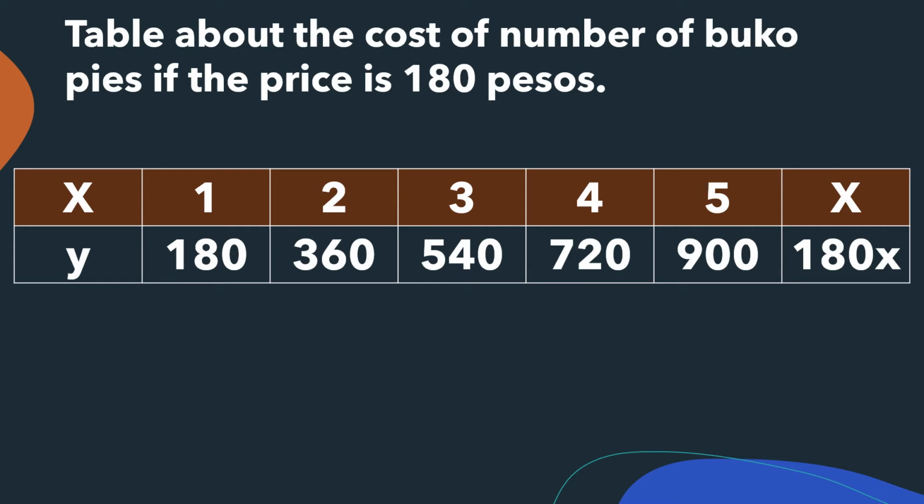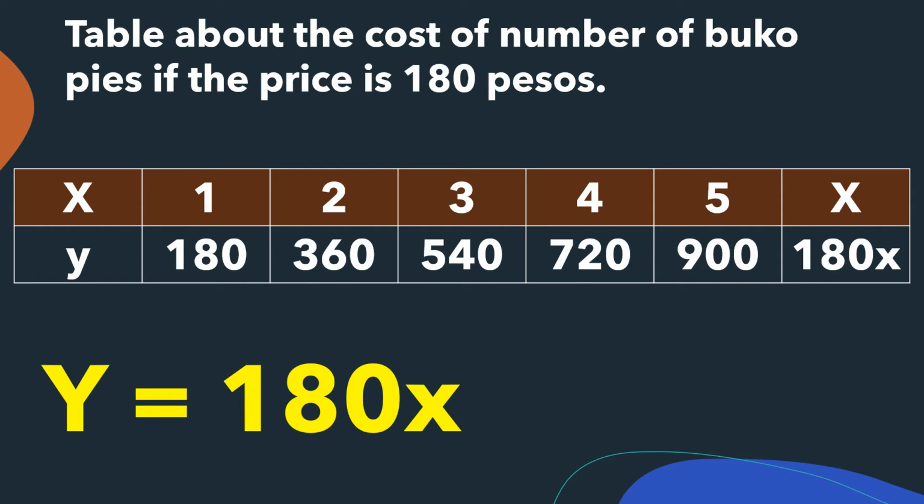If we have three buko pies, we have 540 pesos. If we have four buko pies, we have 720 pesos. And if we have five buko pies, we have 900 pesos. From this table, we can create an equation: y equals 180x.